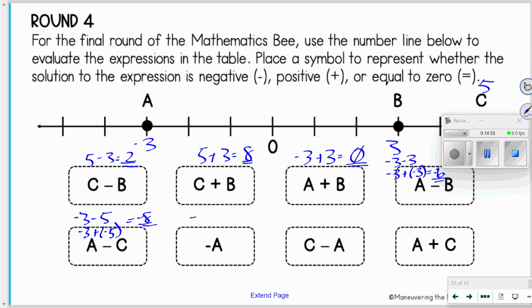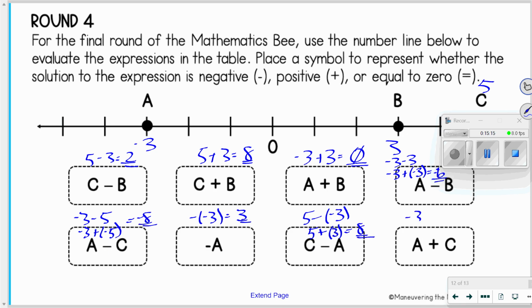This is probably one of the trickiest ones, but it's the opposite of a negative 3. The opposite of a negative is a positive. Then we have 5 minus a negative 3. This is the one that always gets tricky. So this is the one I really do recommend you change. So it's 5 plus 3, add the opposite, which equals 8.